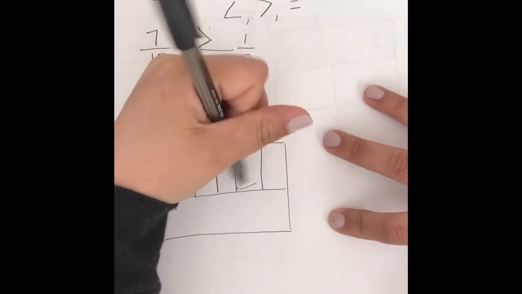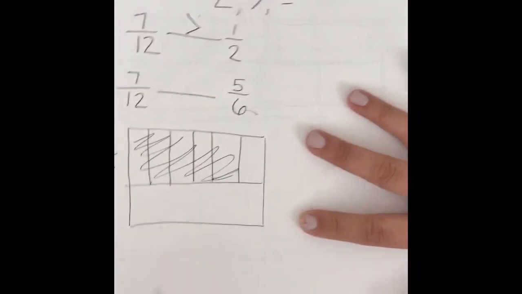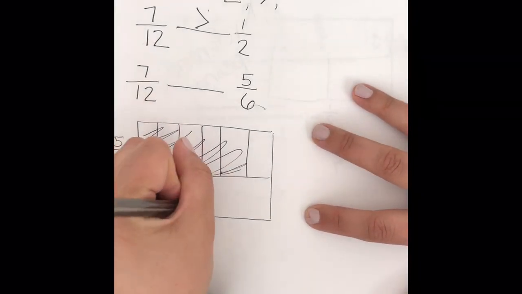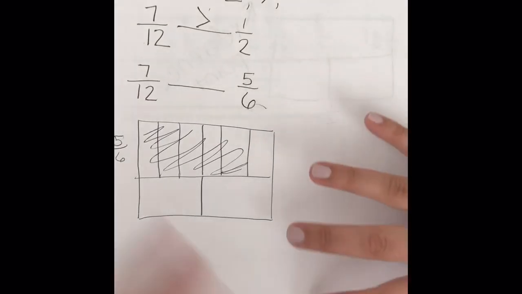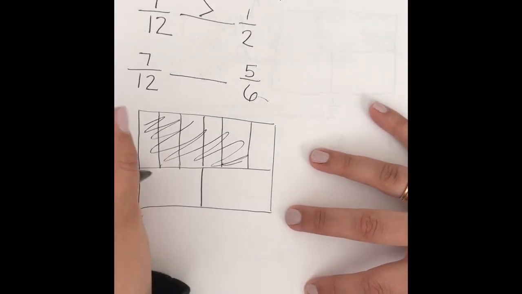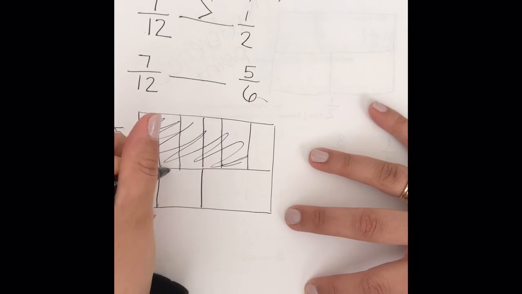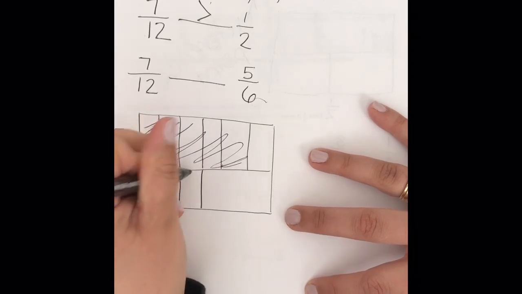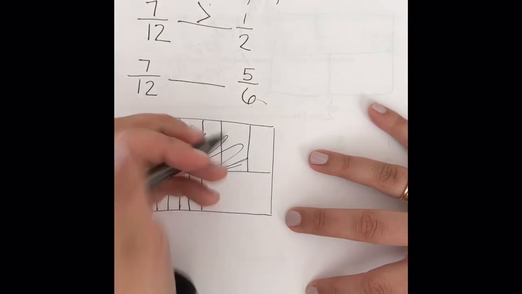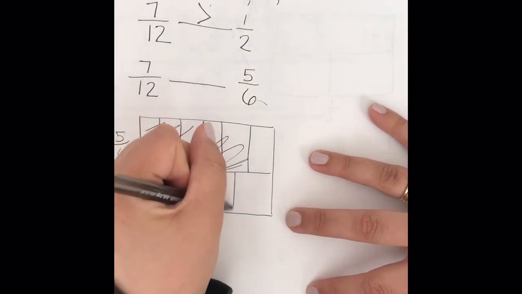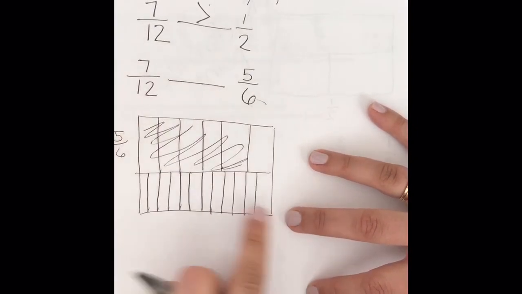And we could color in 5 of them. And then we can break this apart into 12ths, and we can color those in to see which one's bigger. So if this is 6, I would do 1, 2, 3, 4, 5, 1, 2, 3, 4, 5, 6, 7, 8, 9, 10, 11, 12.